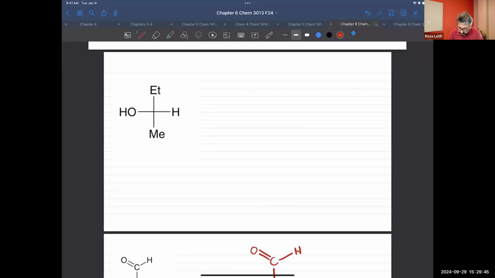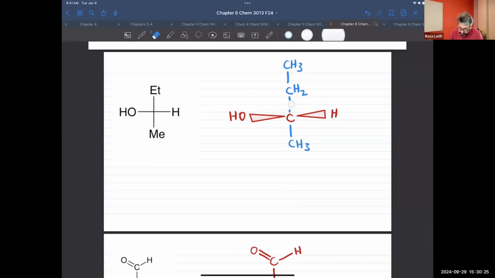So I'm going to say I have a carbon, and that carbon is attached to methyl. Here you go, CH3, and then attached to ethyl. We have two carbons there. Okay, and I have hydrogen and OH. I'm going to show them with wedges, and that means those two are facing to us, while the methyl and ethyl will be back of the molecule.